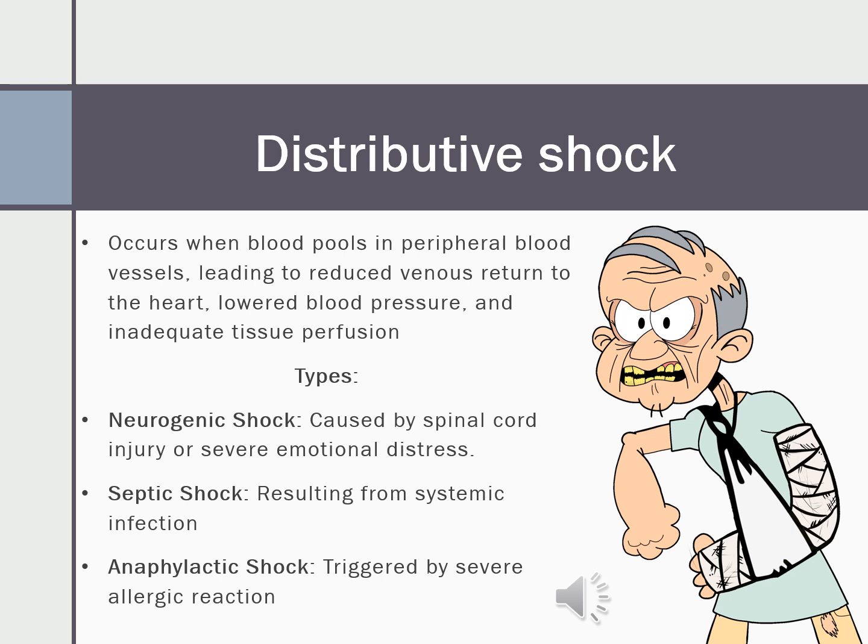Neurogenic shock is caused by spinal cord injuries or severe emotional distress. Septic shock results from systemic infection where inflammatory mediators cause widespread vasodilation and capillary leakage. And anaphylactic shock is triggered by severe allergic reaction, causing rapid vasodilation and increased capillary permeability due to histamine release.